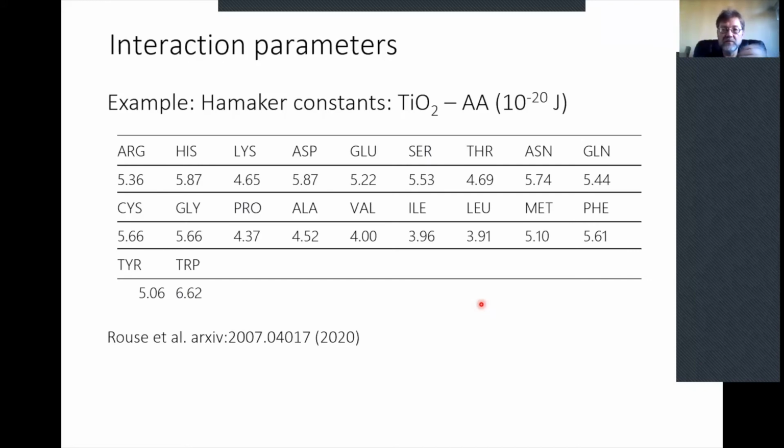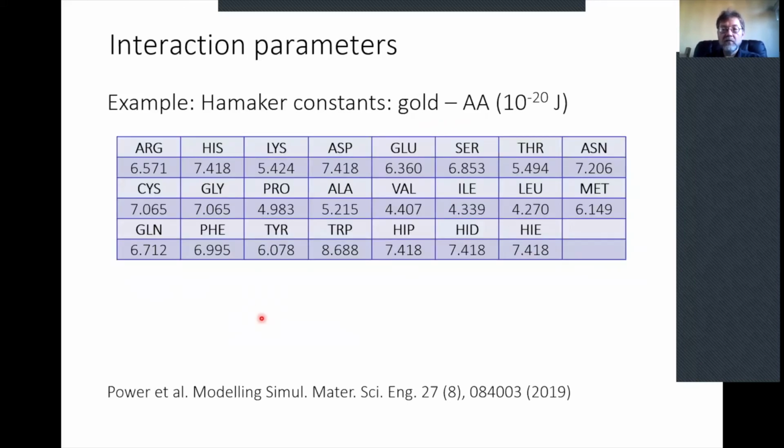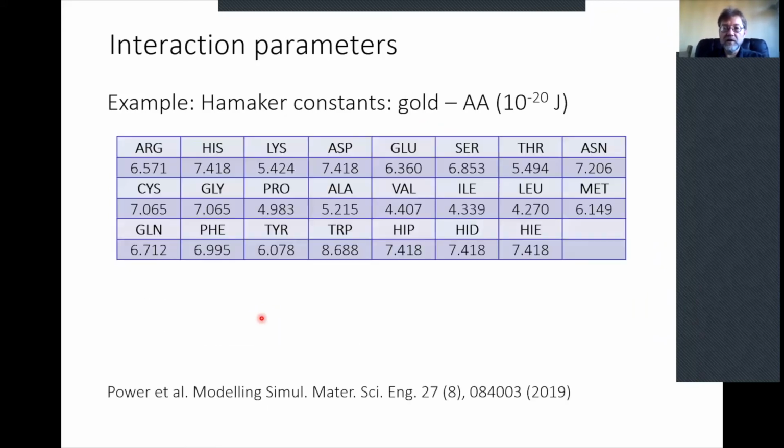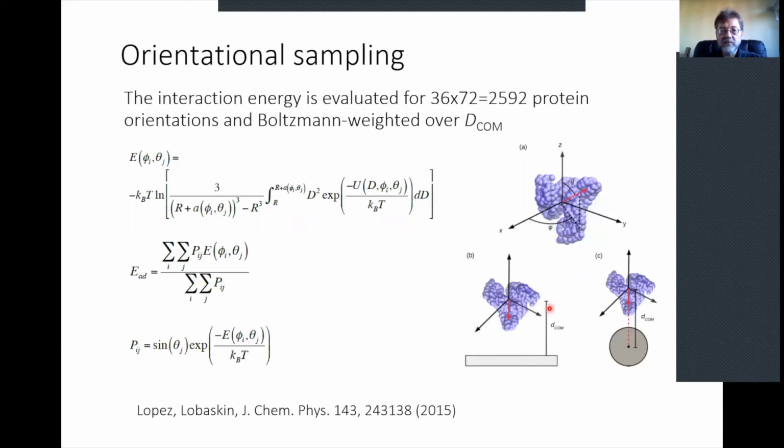Okay, so I show you now the results. I described the methodology. Interaction parameters: the Hamaker constants that we calculate based on the dielectric properties of the material and amino acids look like this. For each amino acid, we have a number. Then we calculated them for a bunch of materials. This is for titanium dioxide, rutile, and this is for gold. You see the numbers are, most of the time, pretty similar. For some amino acids they're higher, some are lower, but all in the same range.